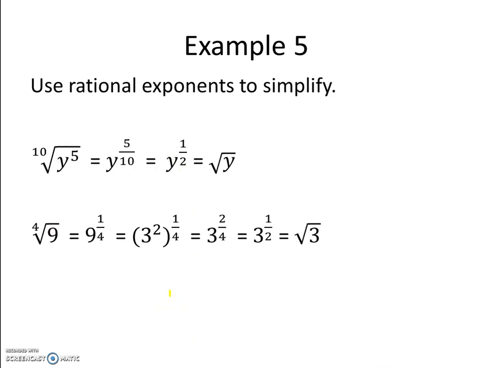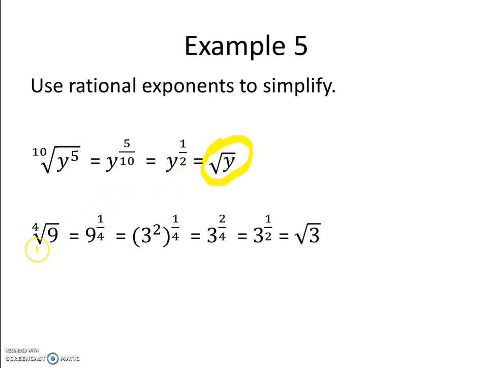On example 5, we're using rational exponents to simplify. We have the 10th root of y to the 5th equals y to the 5/10, which we know if we take 5 into the top and 5 into the bottom, we get y raised to the 1/2. And we also know that y to the 1/2 is the same as the square root of y.